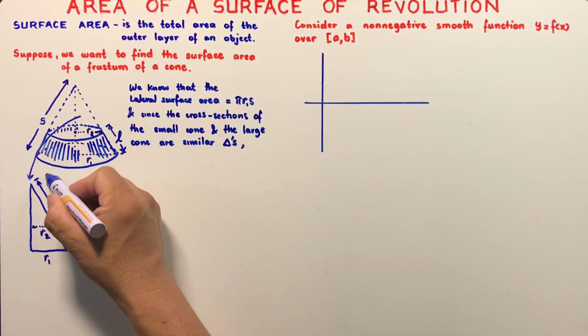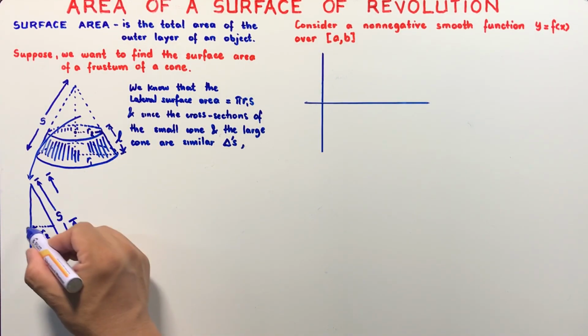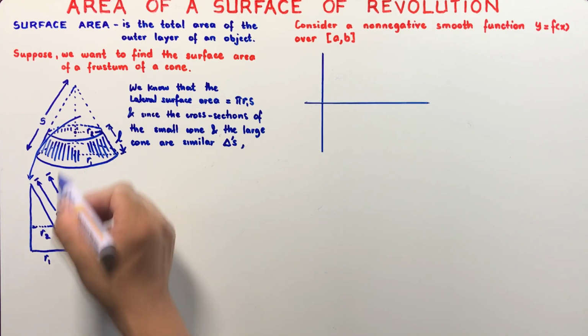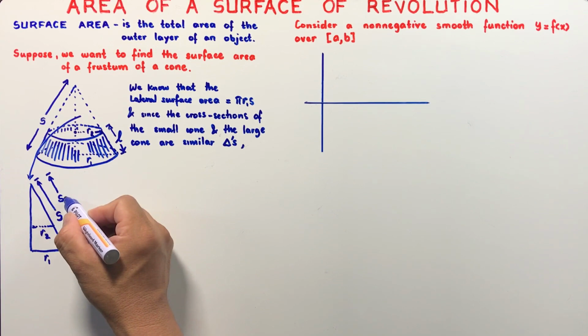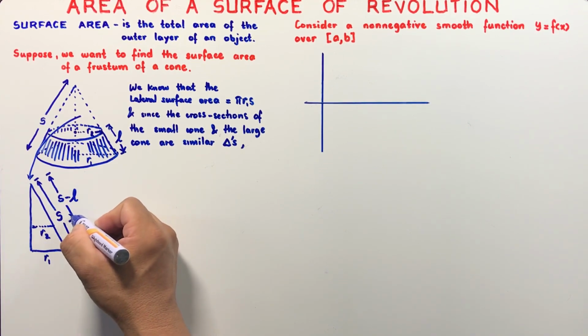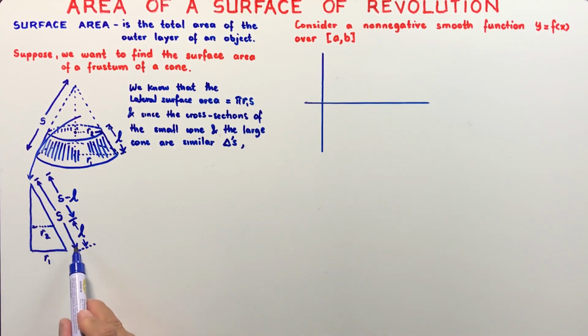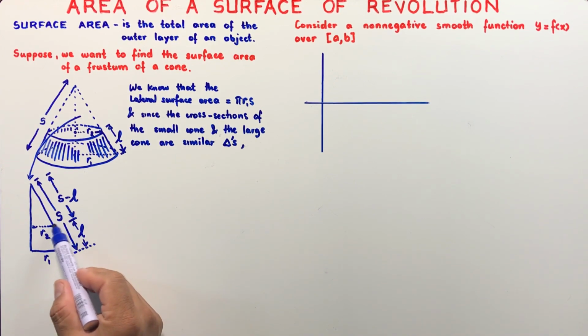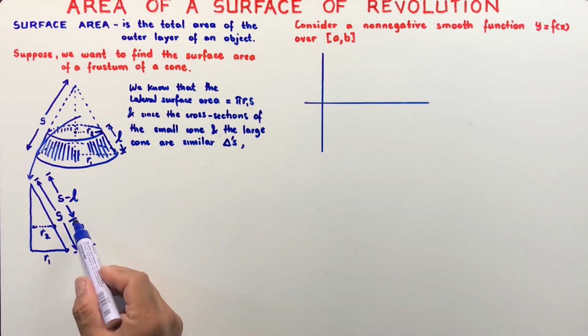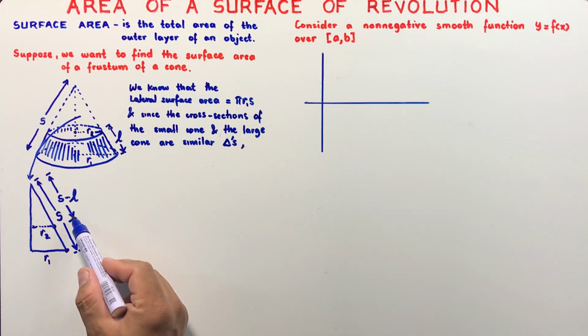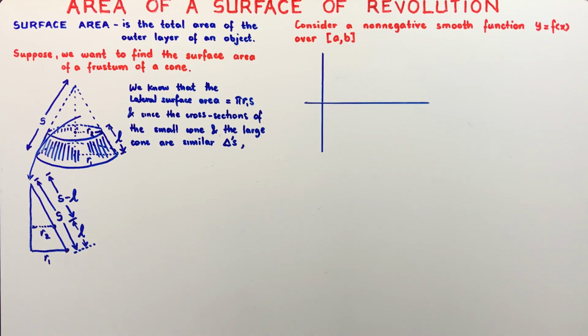Therefore, the length of the hypotenuse of this smaller triangle, which is the cross section of the smaller upper cone, is the whole s minus L. The hypotenuse of the cross section of the whole cone is s, and since the side from this point up to this point has length L, if you subtract L from s, the remaining side is s minus L.